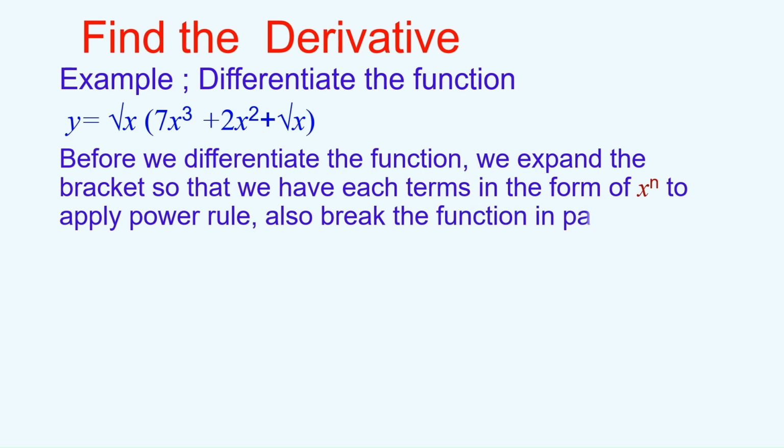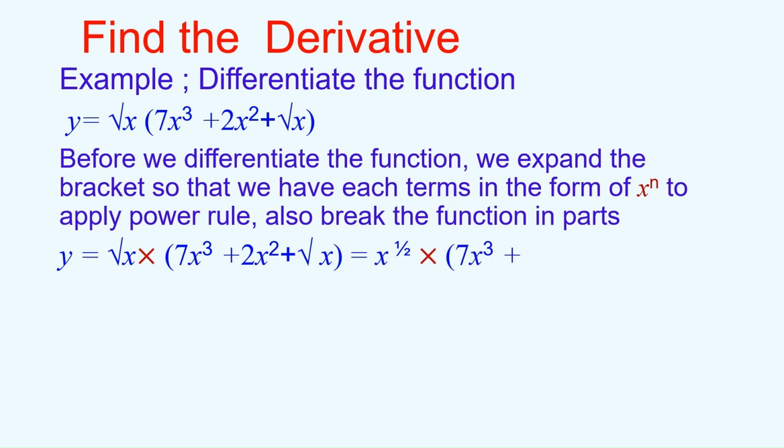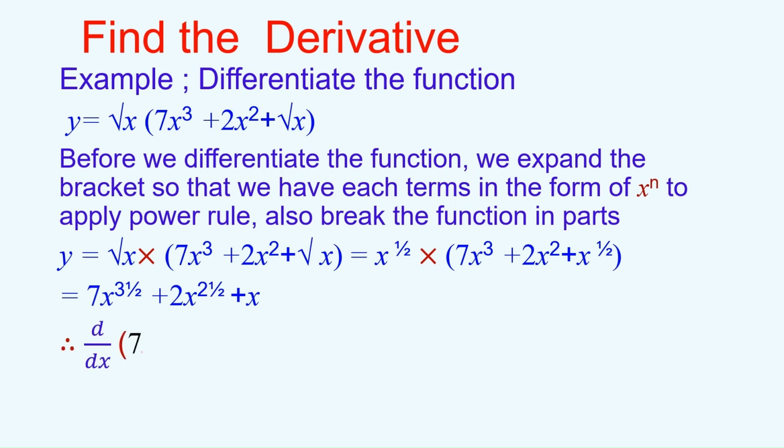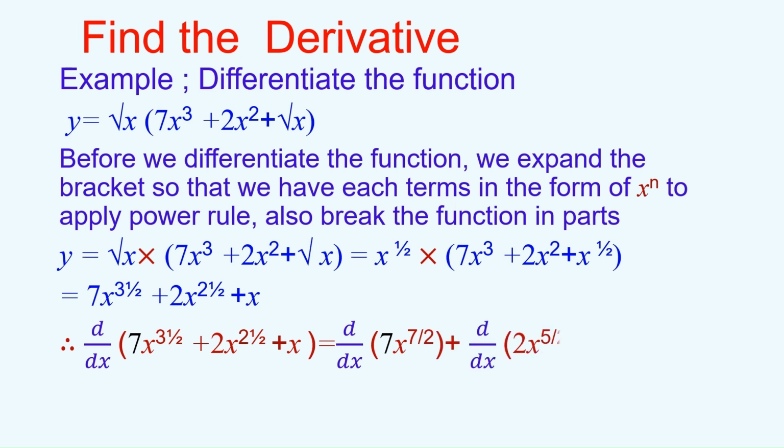y equals square root of x times (7x^3 plus 2x^2 plus square root of x) equals x^(1/2) times (7x^3 plus 2x^2 plus x^(1/2)) equals 7x^3.5 plus 2x^2.5 plus x. Therefore d/dx of 7x^(7/2) plus 2x^(5/2) plus x equals d/dx 7x^3.5 plus d/dx 2x^2.5 plus d/dx x.